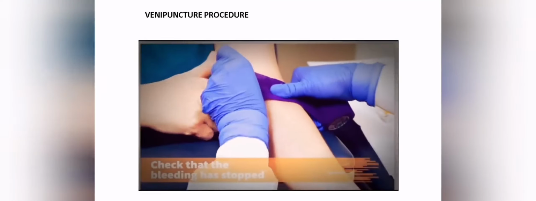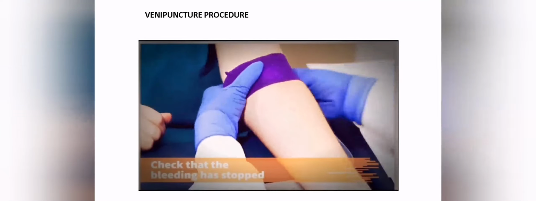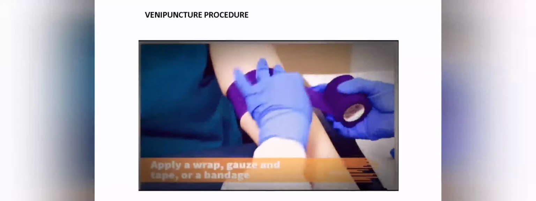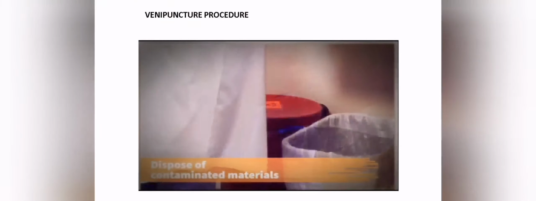Label the tube with the patient's name, date and time, and physician initials. Check if the bleeding has stopped and apply a wrap, gauze with tape, or a bandage on the patient. Dispose of the contaminated materials and disinfect the work area.